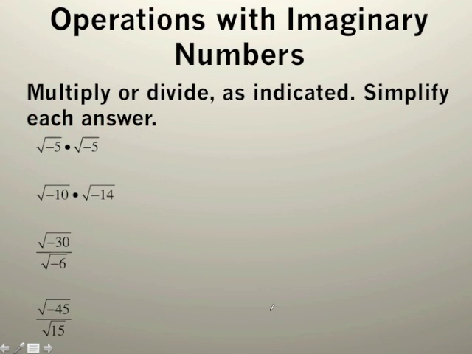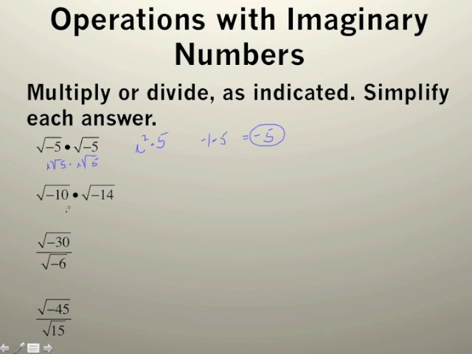Be careful. Using that, this will become i times the square root of 5 times i times the square root of 5. i times i is i squared, and the square root of 5 times the square root of 5 is 5. So we have i squared times 5, so that's negative 1 times 5, or negative 5, which is the answer we would expect when we multiply the square root of a number times the square root of that same number.